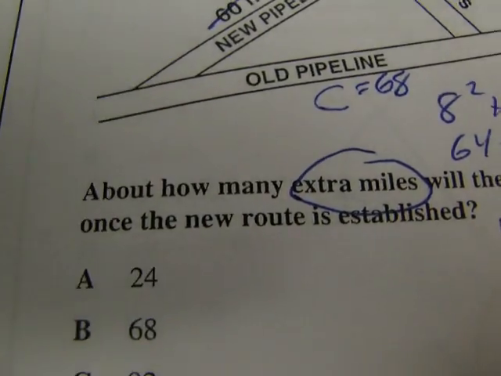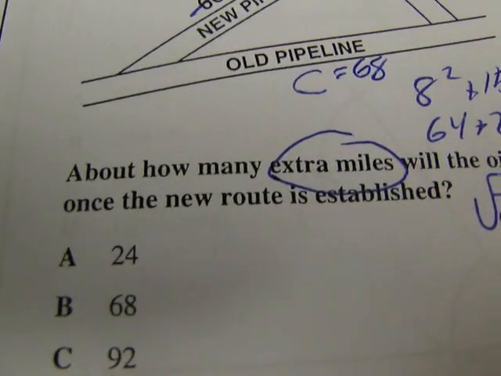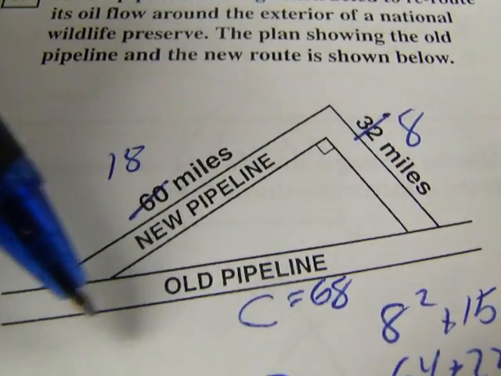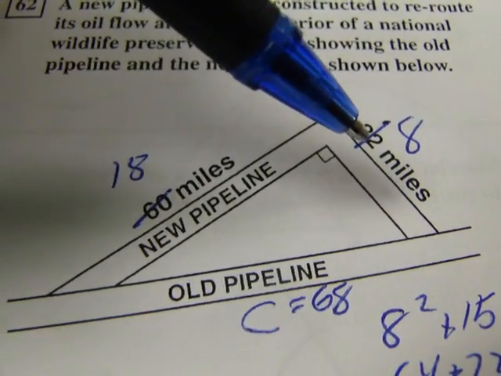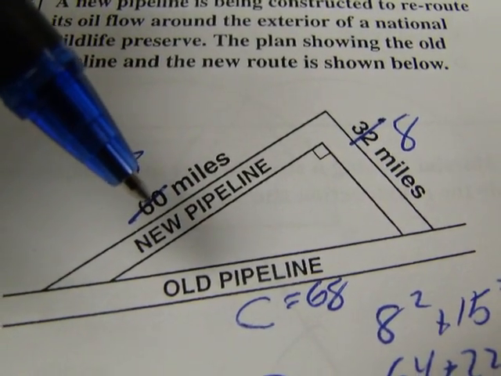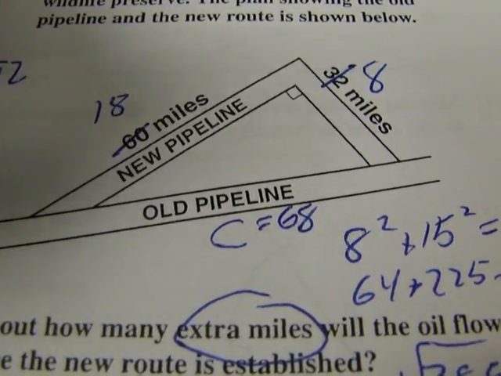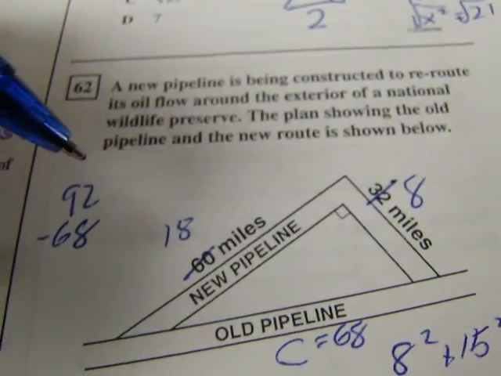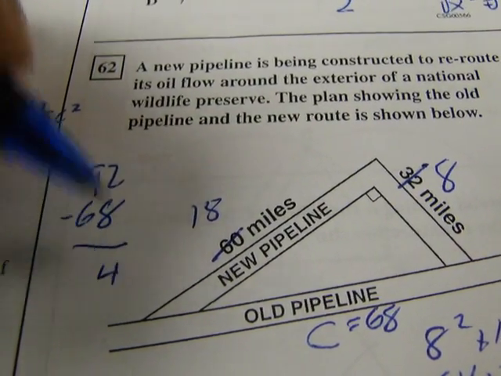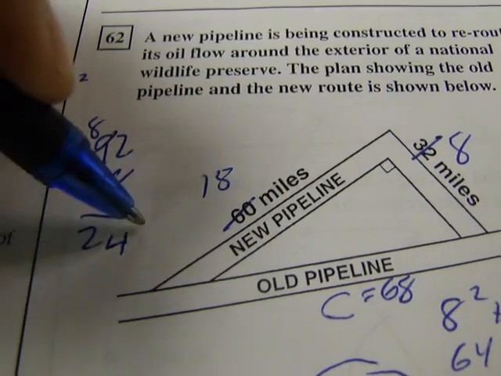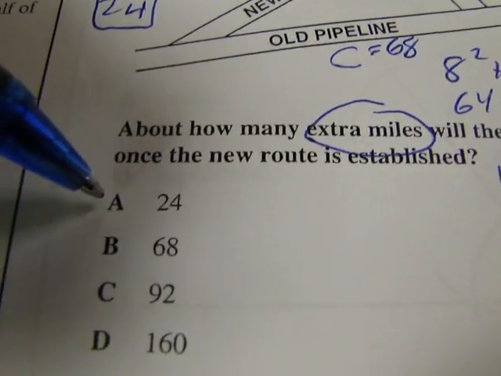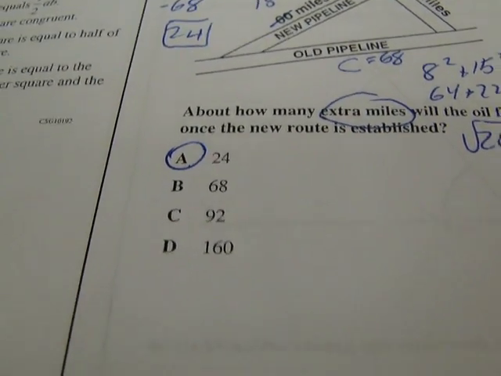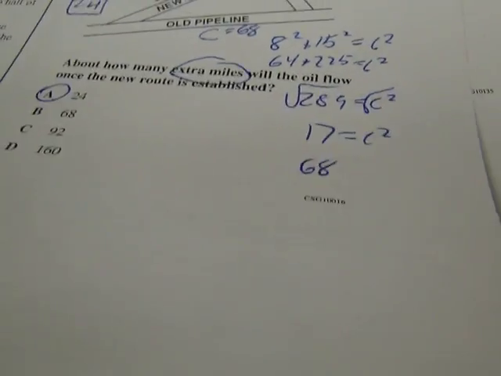So going back to the question, about how many extra miles will the oil flow once the new route is established? What you do is you take the old route, which is 68, and you look at the new route. Well, the new route is going to be 32 plus 60, which is 92. So you got 92, and how much extra will it flow? Well, 92 minus the old route of 68 gets us 24. So the answer is A, 24. It's a pretty tough problem. There's a lot of details to pay attention to. So be really careful with that one.